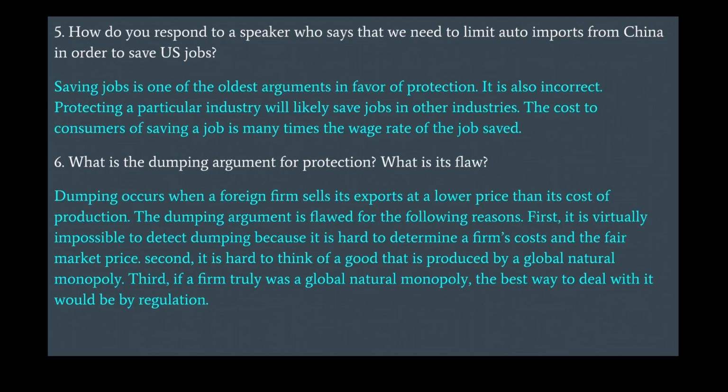Sixth, what is the dumping argument for protection? What is its flaw? Dumping occurs when a foreign firm sells its exports at a lower price than its cost of production. The dumping argument is flawed for the following reasons. First, it is virtually impossible to detect dumping because it is hard to determine a firm's cost and the firm's fair market price. Second, it is hard to think of a good that is produced by a global natural monopoly. Third, if a firm truly was a global natural monopoly, the best way to deal with it would be by regulation.